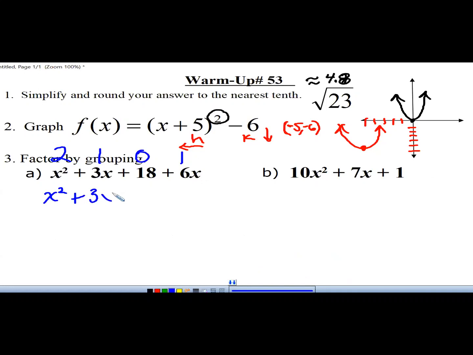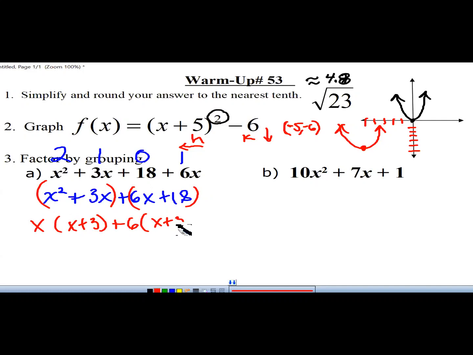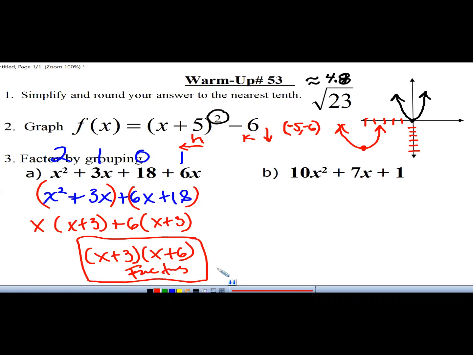X squared plus 3x plus 6x plus 18. Now I can group them. The first two terms, the last two terms, GCF is x, we're left with x plus 3, plus GCF for the last two terms is 6, we're left with x plus 3. My factors are x plus 3, x plus 6. Some of you are like, Mr. Q, but I got something very similar. I know, but I need you to follow processes, please. Let's go to number 2.